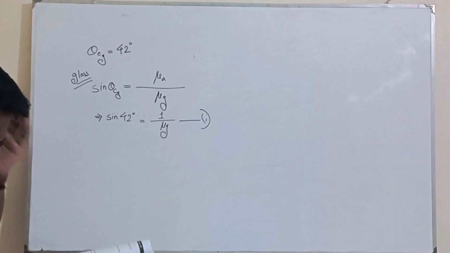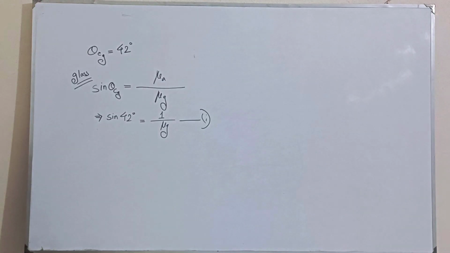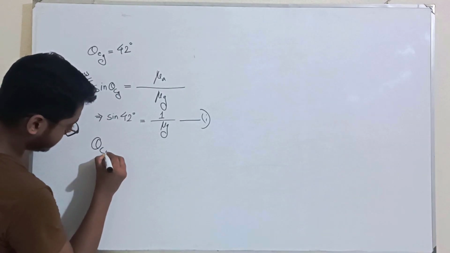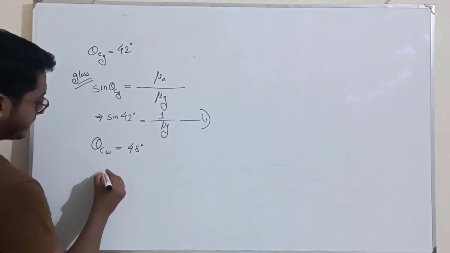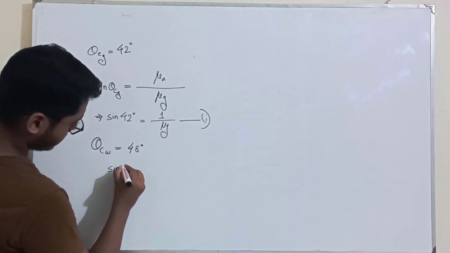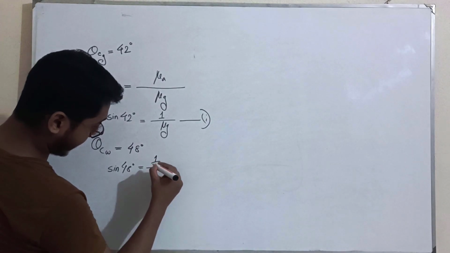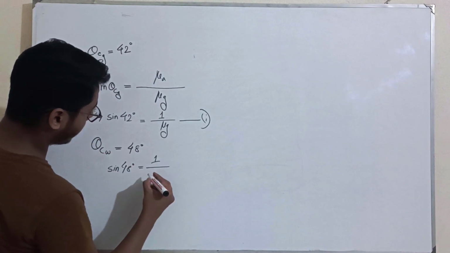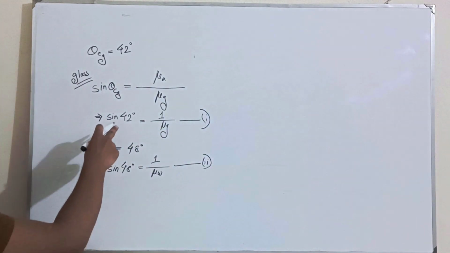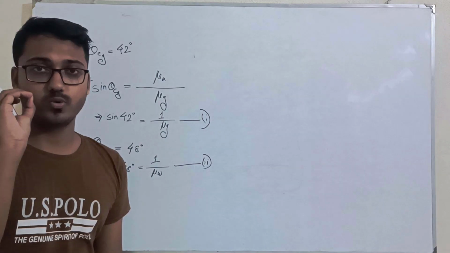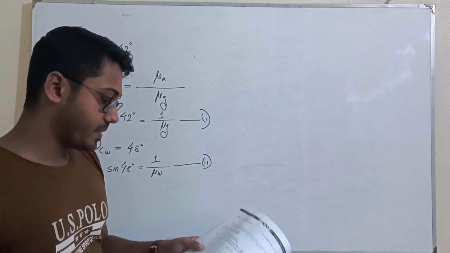Again, they have told us the critical angle of water with respect to air is 48 degree, that is theta c w is 48 degree. So we can again write sin 48 degree is equal to the refractive index of air, which is 1, divided by the refractive index of water, nu w. From equation 2, we'll get the values for sin 42 degree and sin 48 degree. I know you are intelligent enough to find the values of sin 42 and sin 48 degree.